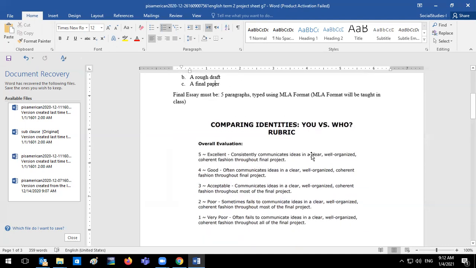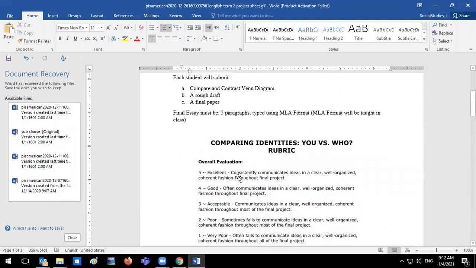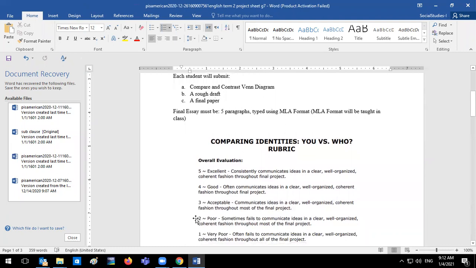Don't forget that you also have a rubric here that is going to give you an evaluation of 1 to 5. This is how I'm going to grade you, and this is what I'm looking for in each grade. So please read the rubric well and get familiar with it. If you're aiming for a 5, we need consistency. We need it to be well organized and coherent, not confusing. I want it to be clear that you're stating a difference, that you're stating a similarity, and so on.